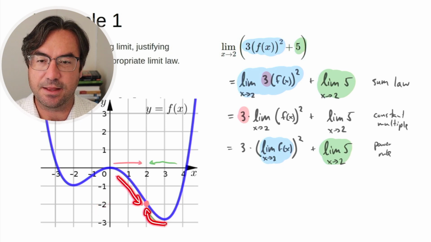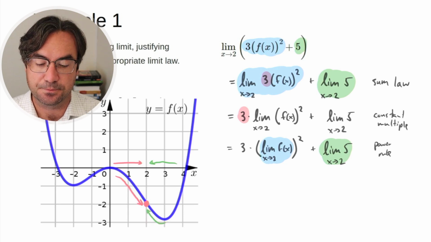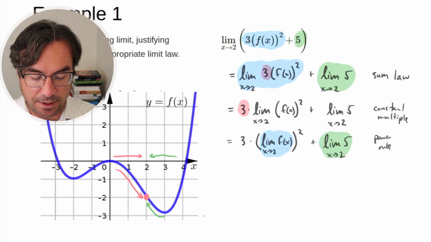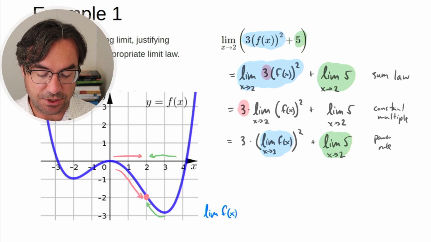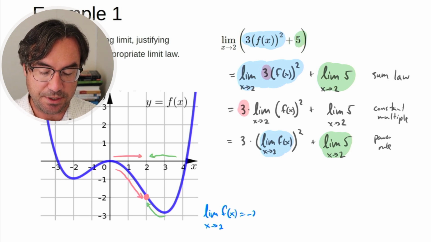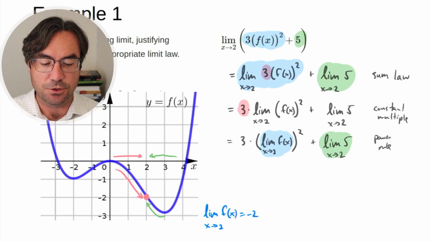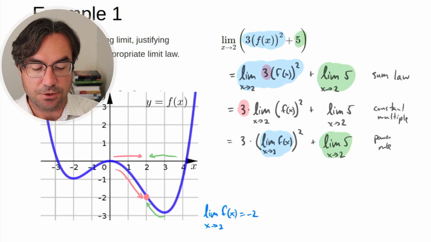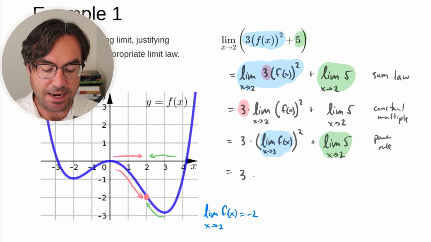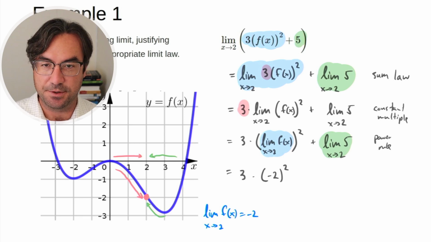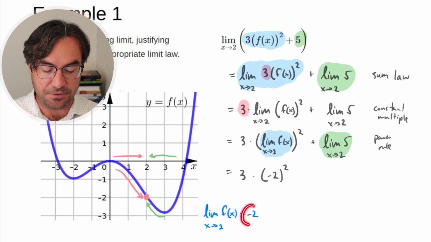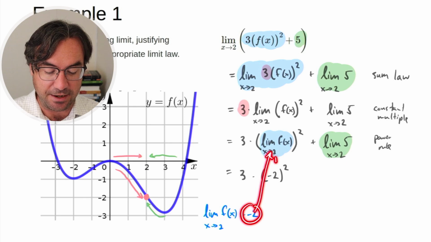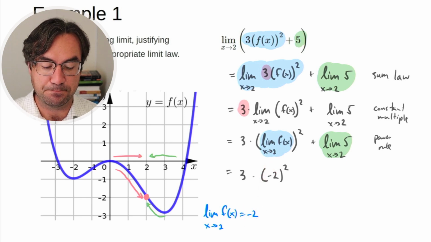So the left and the right-hand limits look like they're going to the same place. So we know that the limit of f of x as x approaches 2 is -2 here. So what we can do is take this result and just plug it in. So what we end up with is 3 times -2 squared. All I'm doing is taking this number we just calculated and filling it in. And that's where I'm getting the -2 there.